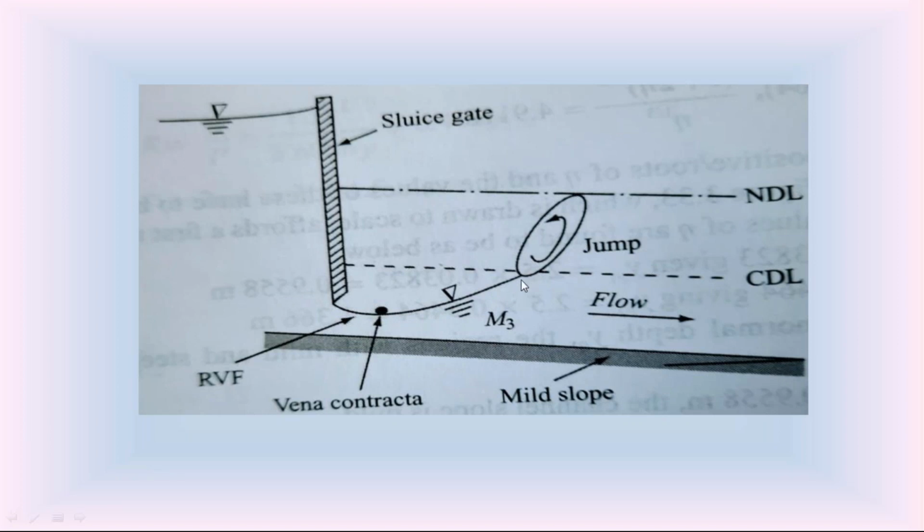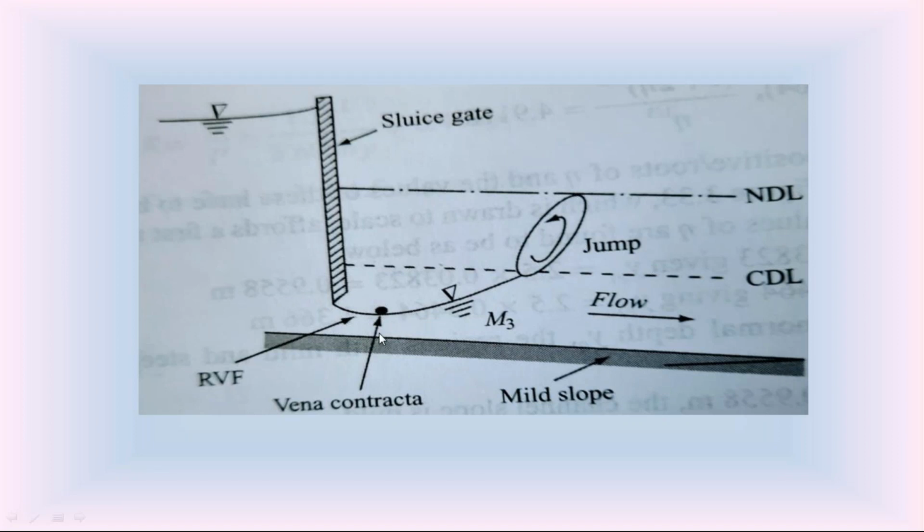Already I explained the characteristics of M3 water surface profile. On the upstream side, the depth y is equal to 0. Because here at vena contracta, this water surface is nearer to the channel bottom. It is almost near to the channel bottom. So here the depth of flow y is 0. When y is equal to 0, the slope dy by dx is infinity. When the slope is infinity, this M3 water surface profile is perpendicular to the channel bottom.